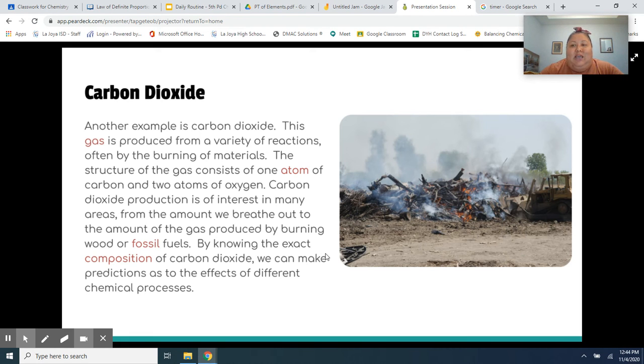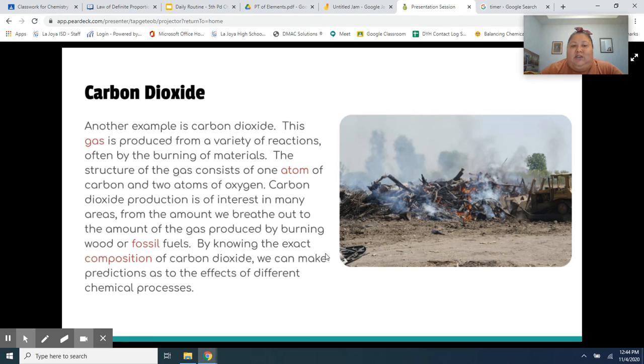So guys, if you've ever helped your dad gather some mesquite or just plain wood of any kind, and you burned it to make your carne asado on Sunday or on Saturday or on Friday, you are creating, every single time you burn wood, you're creating carbon dioxide. That is a chemical reaction.